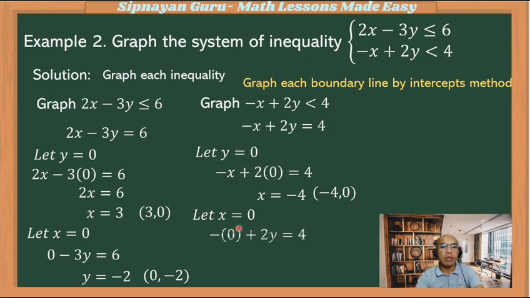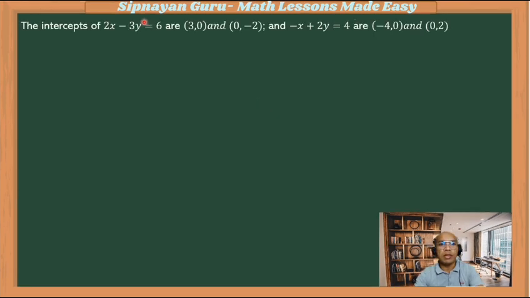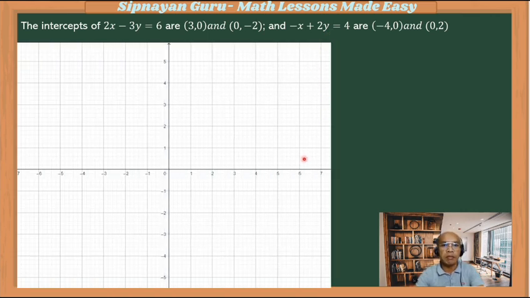So let x be equal to 0 and solve for y. So this is negative 0 plus 2y is equal to 4. Divide both sides by 2 to solve for y. So our y is equal to 2. These are the intercepts of the first equation and second equation respectively. So plot them in the Cartesian plane.